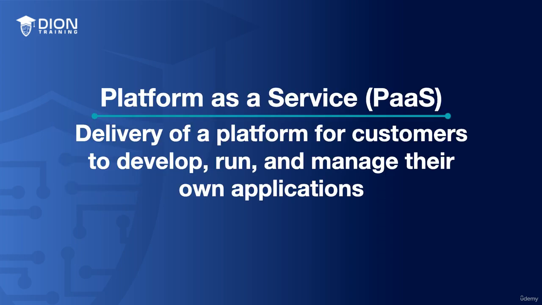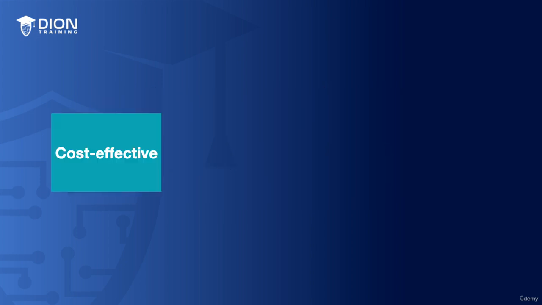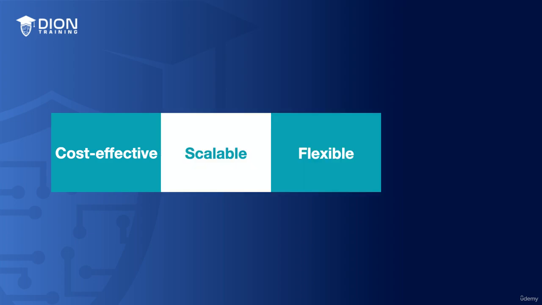The third service model we have is known as Platform as a Service, or PaaS. Now, Platform as a Service refers to the delivery of a platform for your customers to develop, run, and manage their own applications on top of. Platform as a Service is considered cost-effective and a way for organizations to develop and deploy applications at scale by using scalability and flexibility that's provided by the Platform as a Service.